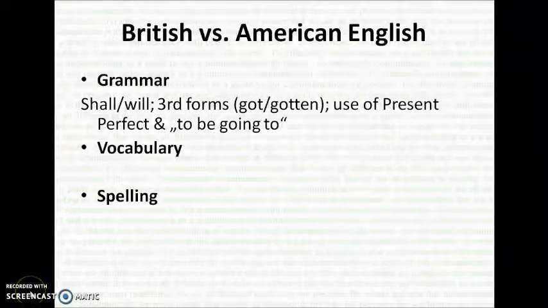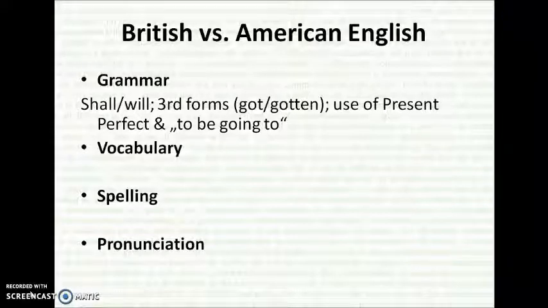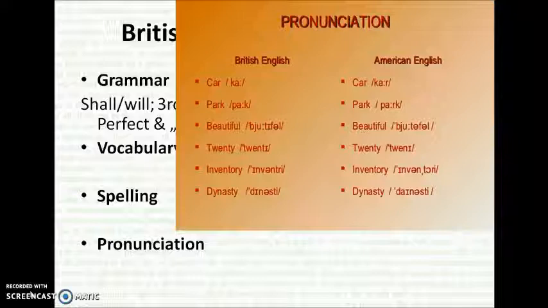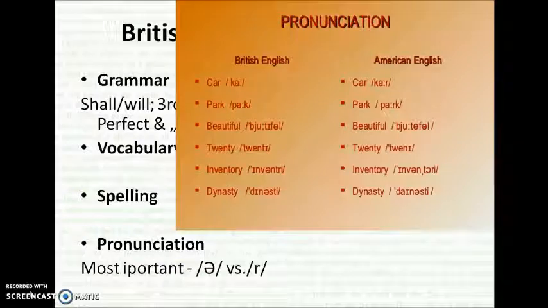And the last important difference between British and American English that we are going to talk about is pronunciation. Again, on the top right side, you can see a few examples of differences between the American and British way of pronouncing words. The most common and obvious difference is the British way of replacing R at the end of words with a schwa. That means that the American car is pronounced as car in Britain, or, for example, the American park is pronounced as park in Britain.